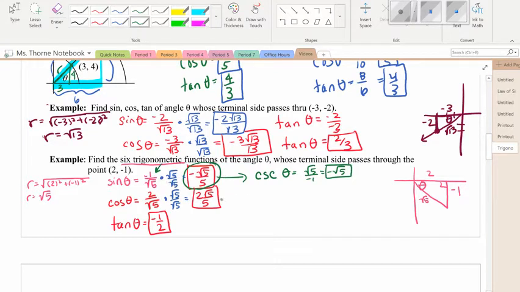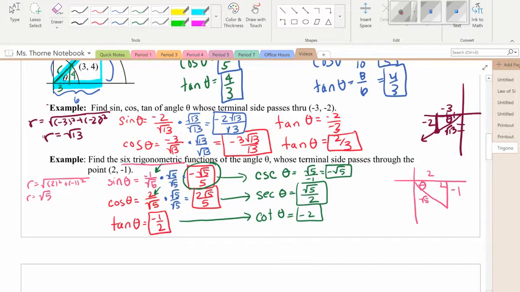So the reciprocal of cosine is the secant of theta. Again, I'm going to use this right here to flip, because then I don't have to worry about rationalizing the denominator again. So root 5 over 2. And then the reciprocal of tangent is cotangent of theta. And so the reciprocal of negative 1/2 would be negative 2 over 1, or just negative 2.